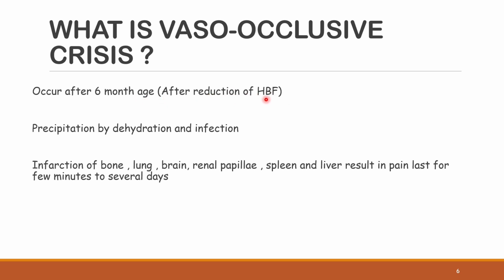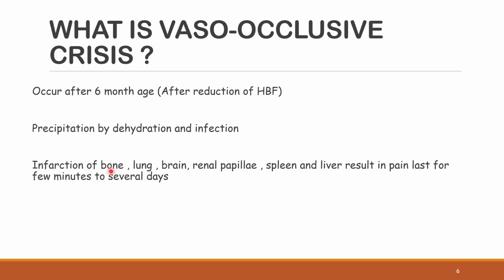6 months, HbF level is decreased, which is protective. HbF will provide the oxygen. So after reduction of HbF, after the 6 months, the vaso-occlusive crisis will occur. And as we have discussed, the precipitating agents for the low oxygen level are dehydration and infection.